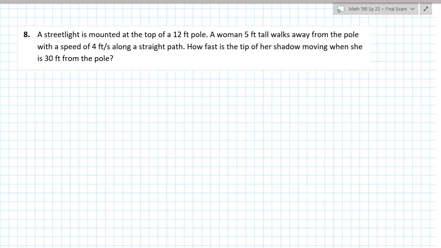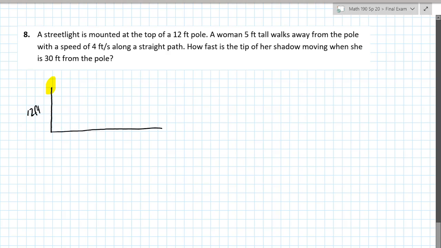So the first thing we need is a good sketch of the situation. So we've got a pole here. It's 12 feet tall. That is not changing. So there's the light. We have a woman. She is 5 feet tall. That is not changing.